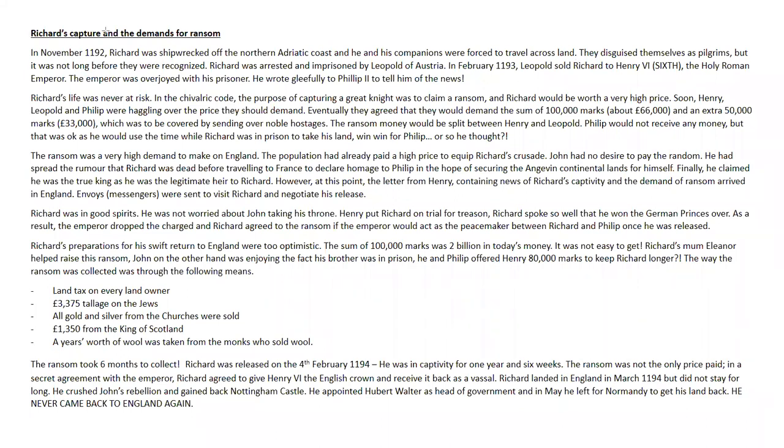In November 1192, Richard was shipwrecked off the northern Adriatic coast. So Richard took the sea route, but he became shipwrecked, which was a problem because if he started to travel by land, he might have been noticed, which means he could have been captured. So he and his companions were forced to travel across land. That's not a good sign for Richard.